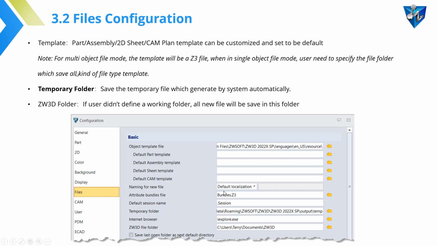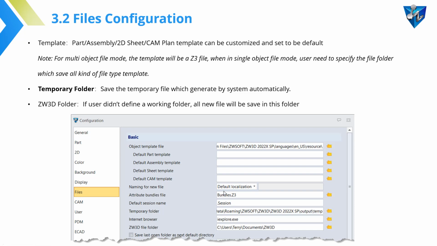And here is some note. For multi-object file mode, the template will be Z3 file. And when you are using the single object file mode, the user needs to specify the file folder, which saves all kinds of the file type template.